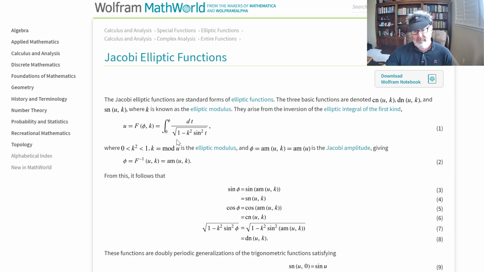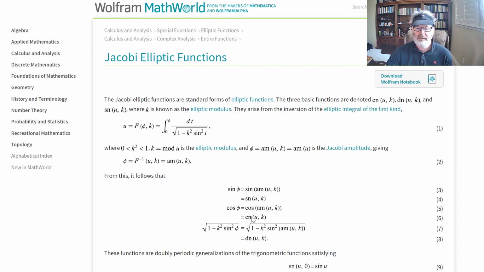So each value of phi gives a value of u, and conversely, each value of u will give a value of phi. So we can think of phi depending on u. It's called the Jacobi amplitude. So phi is some function of u and k. And then sn u, which also depends on k, is going to be the sine of that Jacobi amplitude, which is sine of phi.